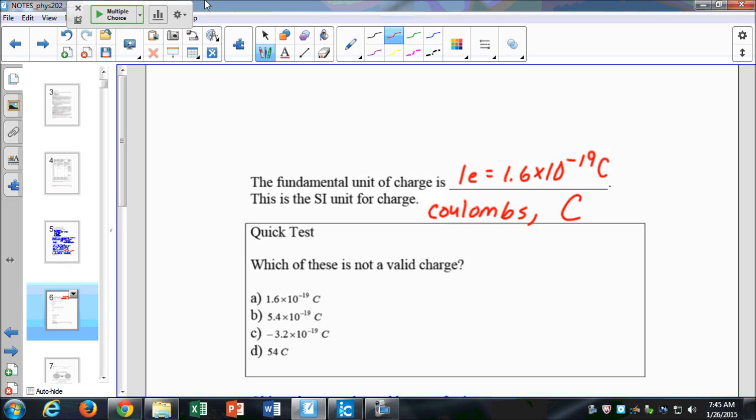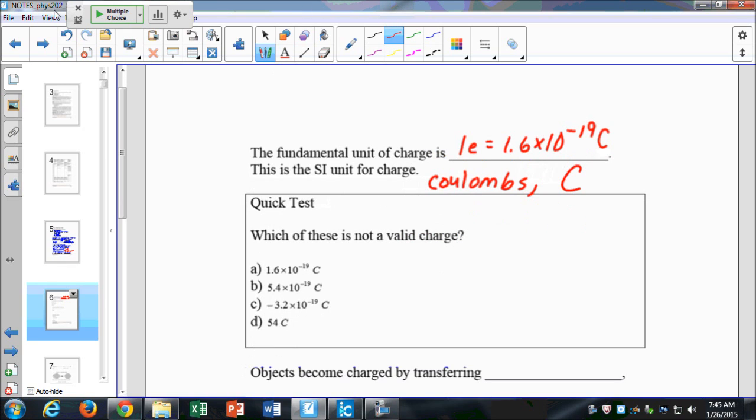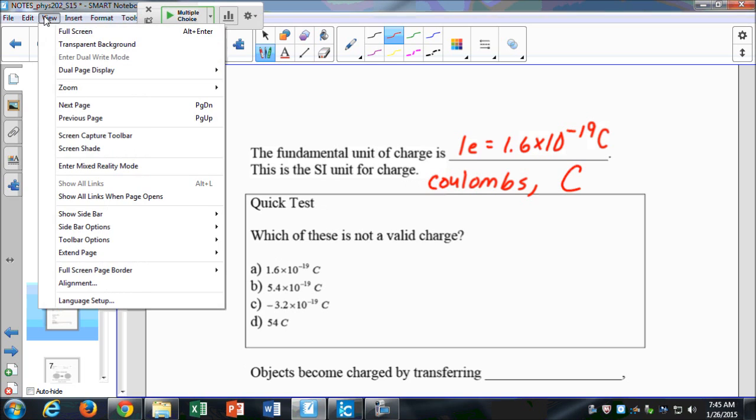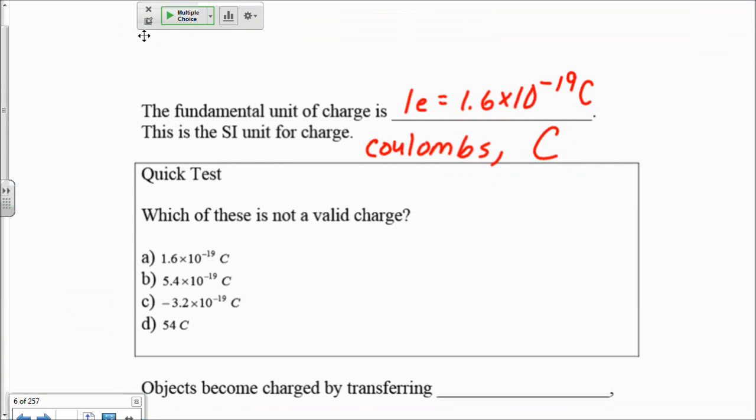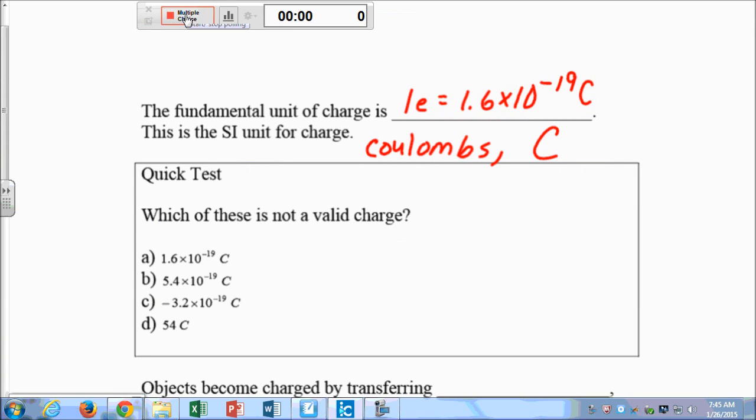Okay, let's try this quick test here. Which of these is not a valid charge? 1.6 times 10 to the minus 19, 5.4 times 10 to the minus 19, negative 3.2 times 10 to the minus 19, or 54 coulombs.